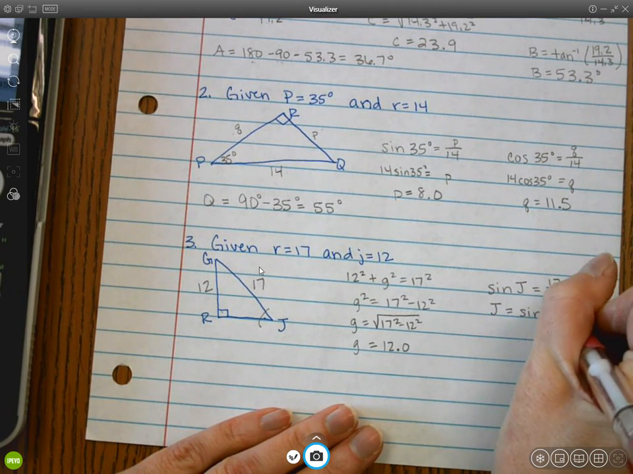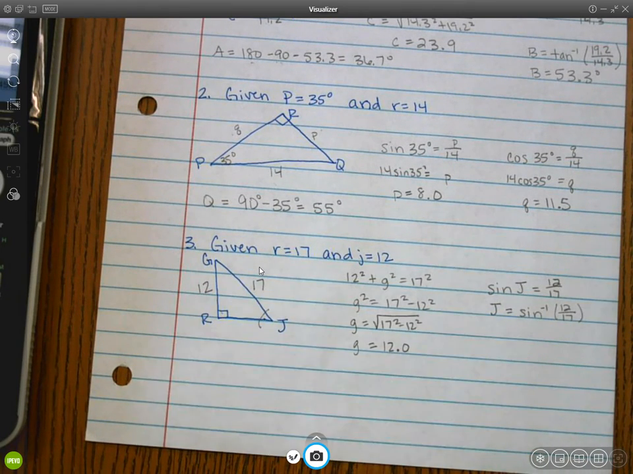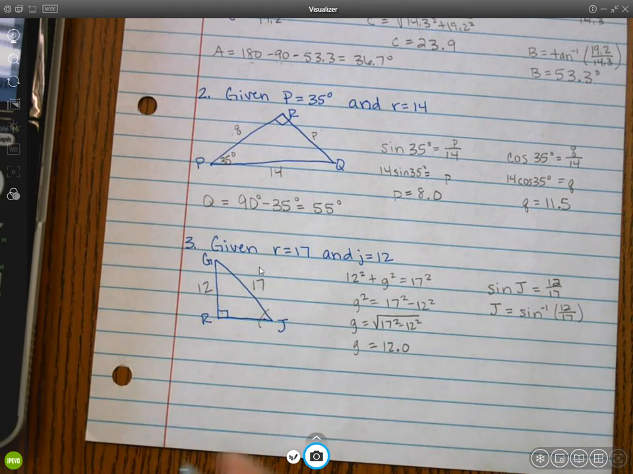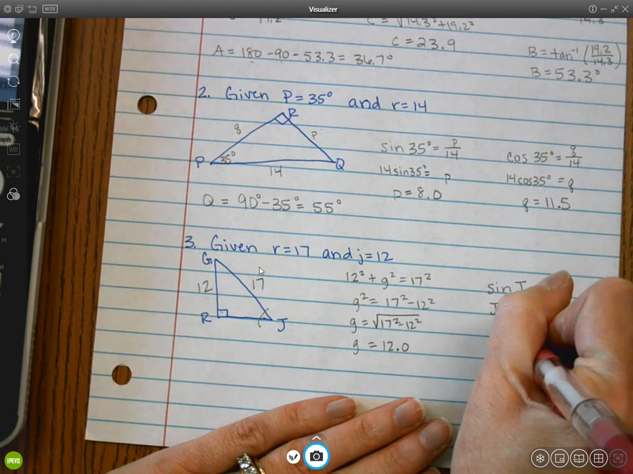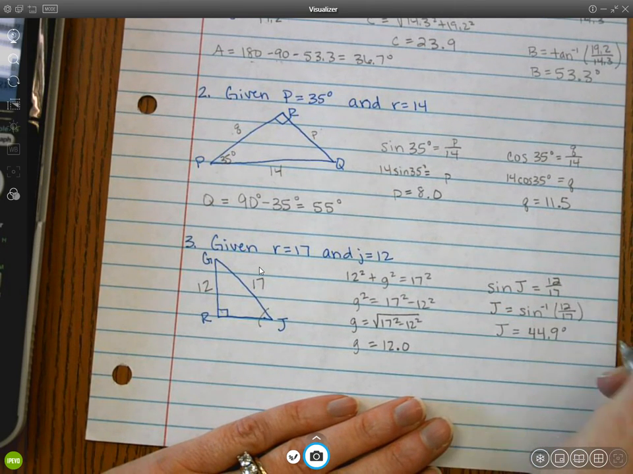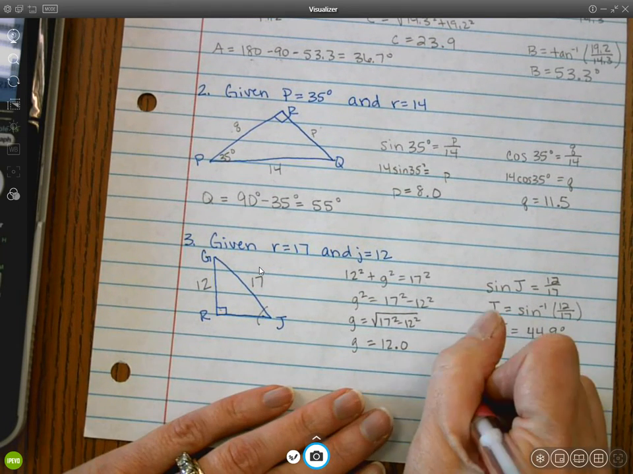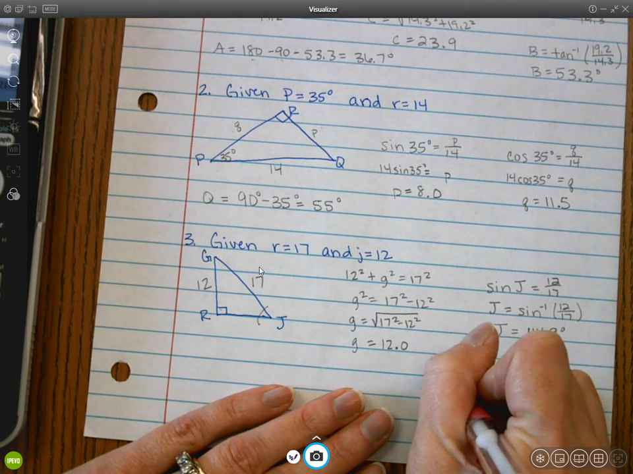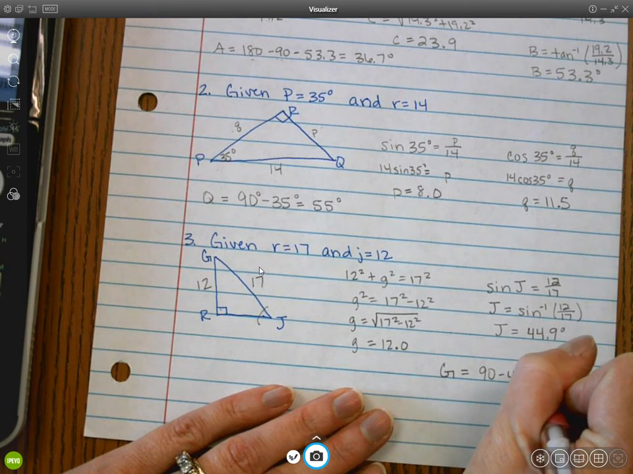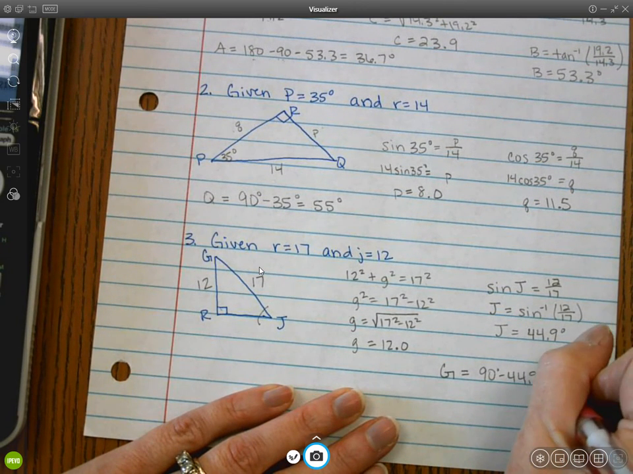All right, so to figure out what angle J is, we're going to do inverse sine of 12 over 17. If you happen to put it in upside down, your calculator is going to give you an error message because it's going to be too big anyway. All right, we get 44.9 degrees for J. All right, so then to find angle G, we're just going to do 90 minus 44.9, and we will get 45.1.